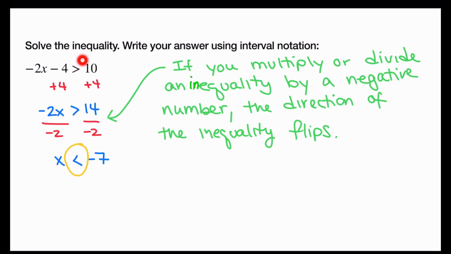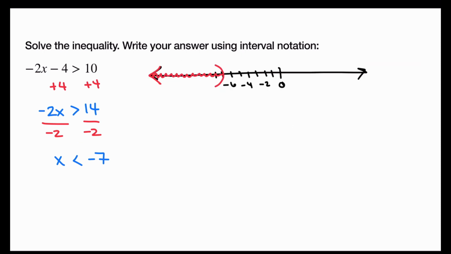So notice we had a greater than symbol, but when I divide by negative 2, it changes to a less than symbol. And so my solution is x is less than negative 7. Again, this only happens if you multiply or divide an inequality by a negative number. So anytime you divide or multiply by a negative number, the direction of that inequality flips.